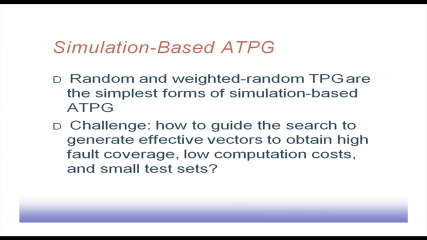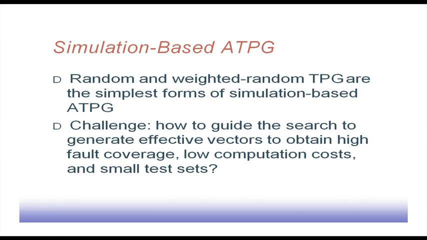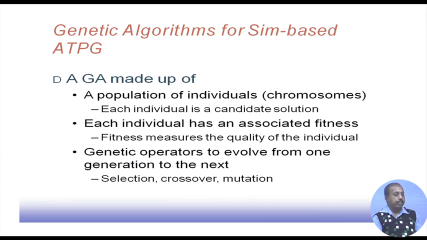Now, this random generation process, if we can guide it so that it can generate effective vectors, instead of being totally random, if we can guide it to go to the portion of the search space where it needs to really generate new test patterns to improve fault coverage, then it is very much useful. At the same time, computation cost should be low. So, this exploration process should not take a lot of time, and the test set generated should also be small, a compact test set. So, these are the desirable features. If we can do this, then we can come up with some good ATPG technique.